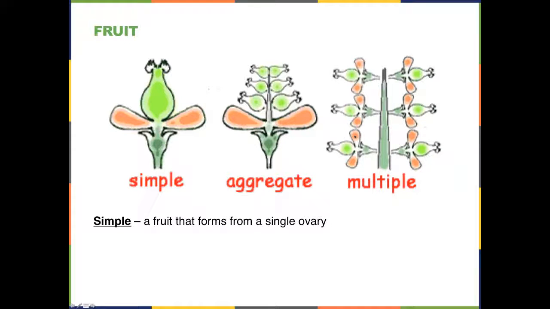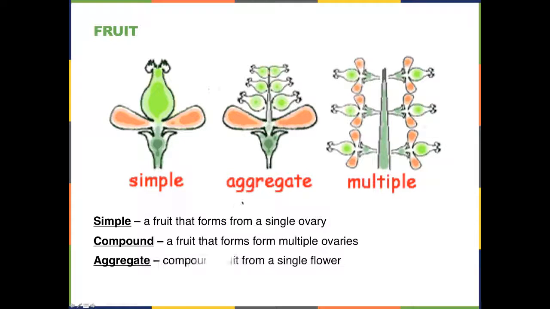So a simple fruit is a fruit that forms from a single ovary. A compound fruit is either one of these two. It's a fruit that forms from multiple ovaries. Aggregate is a single flower with multiple ovaries. And multiple are multiple flowers with multiple ovaries.